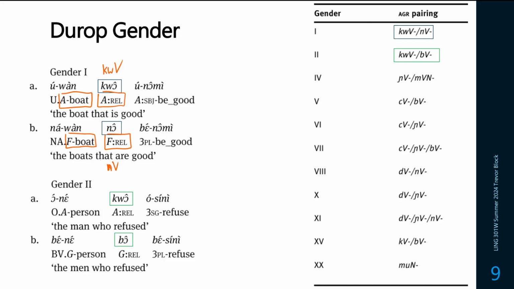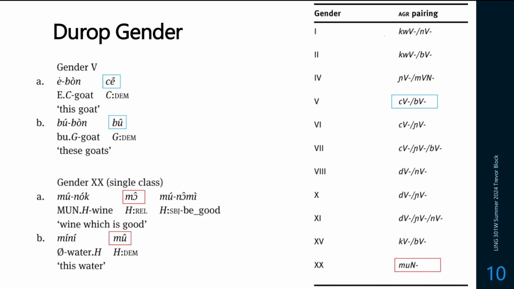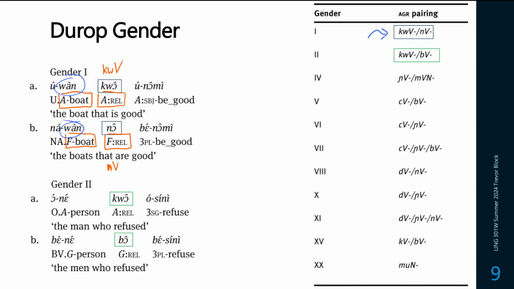So if we take a look at the word boat, remember, we're basing this off of agreement classes. The word boat itself has basically 2 options, one for singular, one for plural. One is a KW vowel as a relative, and one is an N vowel as a relative. So if we take a look at our agreement pairing, this is what we find. Gender 1 takes either KW vowel or N vowel when it's forcing agreement of, say, some grammatical term like a relativizer, or in some cases, if we take a look at the next slide, even demonstratives.